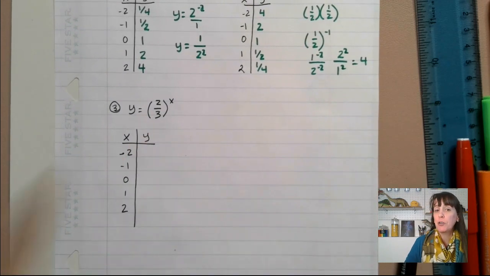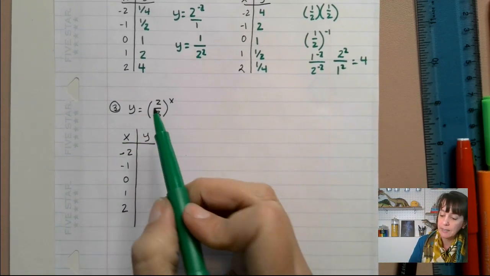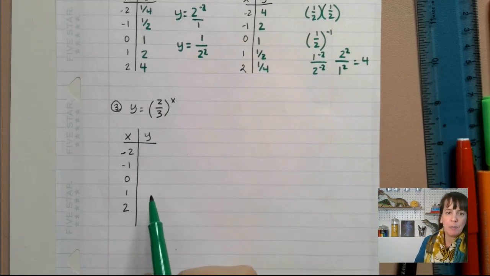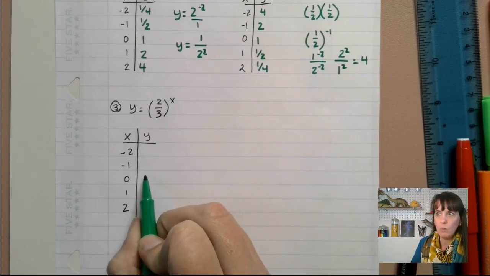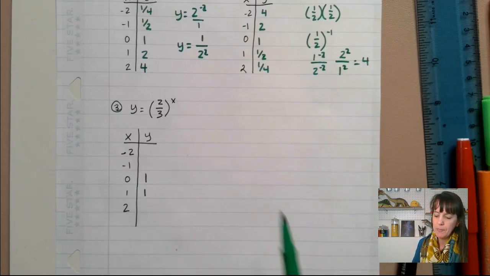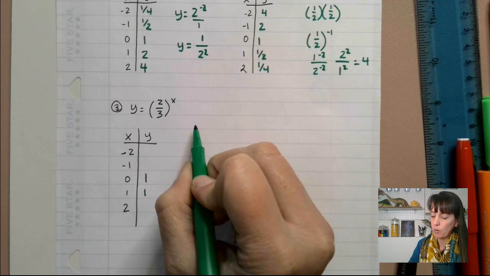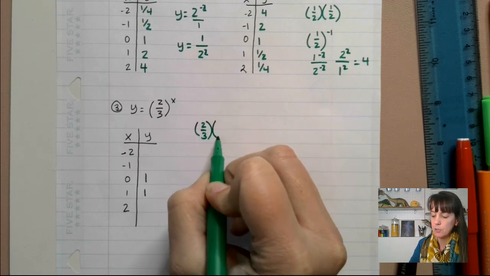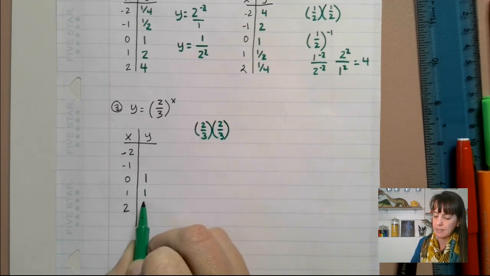We're going to do 2/3 because I want you to identify that pattern again. Again, start with your easy one. To the 0 power is not 0, it's 1. 2/3 to the 1 power is 2/3. 2/3 to the second power is, remember, 2/3 times 2/3, which gives us 4/9.